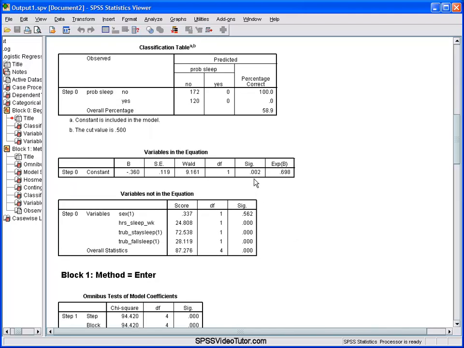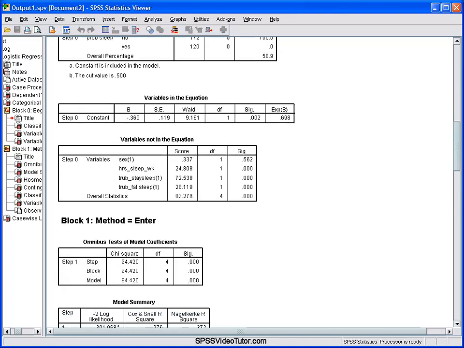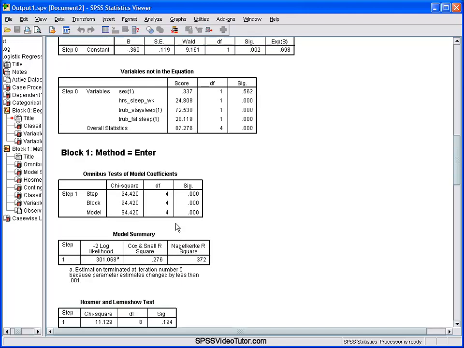Now, this just gives you some basic statistics about the constant only model, not important. This just tells you the variables not included in the equation, not important. Now we go to Block 1. It contains the full model with all of our independent variables.